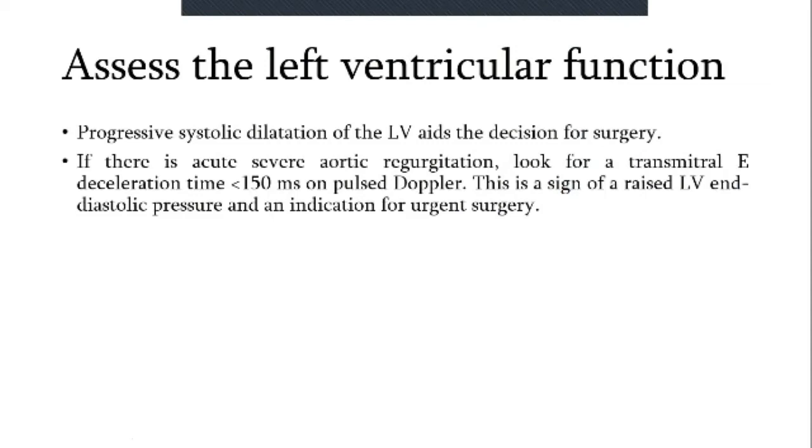The next step is to assess the left ventricular function. Progressive systolic dilatation of the left ventricle aids the decision for surgery, and if there is acute severe aortic regurgitation, look for a transmitral E deceleration time less than 150 milliseconds on pulsed Doppler. This is a sign of a raised left ventricular end-diastolic pressure and an indication for urgent surgery.